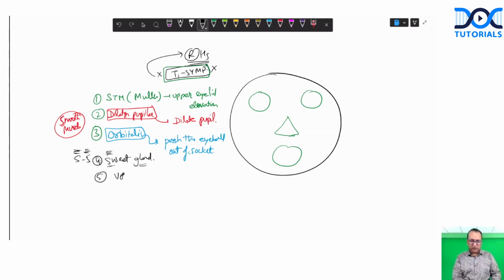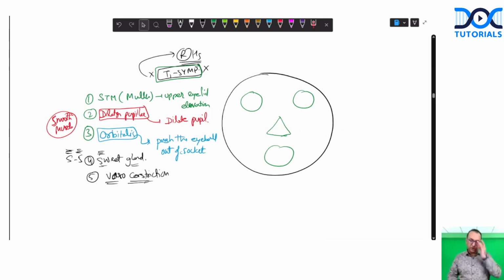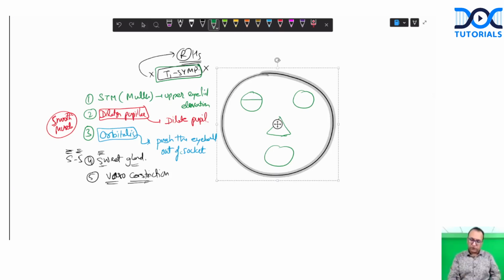Sympathetic system is for vasoconstriction. Yeah, that I know. Now, this much you remember. Now, what happened? Say right-sided Horner syndrome. This patient is having ptosis. Tell me why this patient is having partial ptosis.